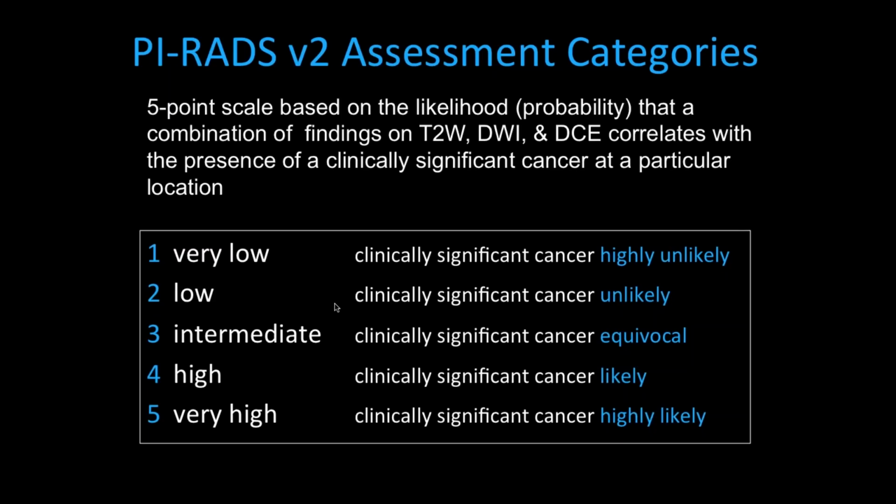PI-RADS, I only want to shortly touch on that. Version 2 was developed in 2015 and published in 2016, with 5-point assessment categories. If you have a PI-RADS 1 or 2 lesion, clinically significant cancer is highly unlikely or unlikely to be present. And the question is, of course, should you do a biopsy or an MR targeted biopsy with a PI-RADS 1 or 2? For the 4 or 5 lesions, in my opinion, they should be biopsied. With PI-RADS 3, there's still discussion going on about whether to biopsy or not.